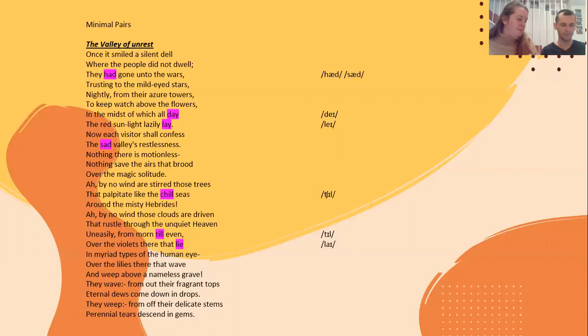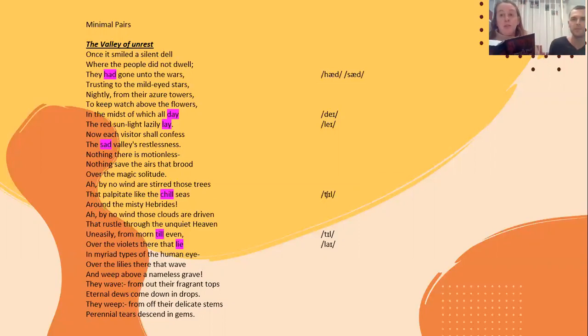Ah, by no wind those clouds are driven that rustle through the unquiet heaven, uneasily from morn till even, over the violets there that lie, in myriad types of the human eye, over the lilies that there wave and weep above a nameless grave. They wave from out their fragrant tops, eternal dews come down in drops. They weep from off their delicate stems, perennial tears descend in gems.